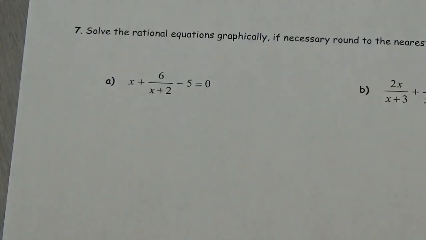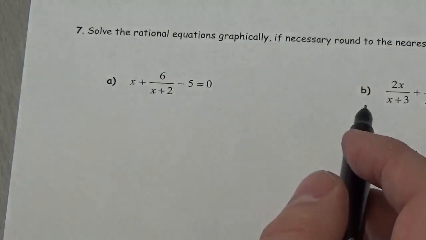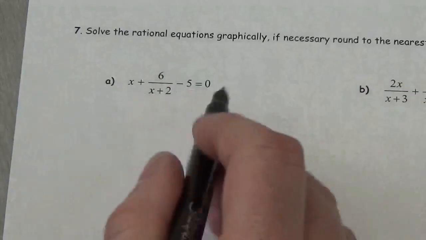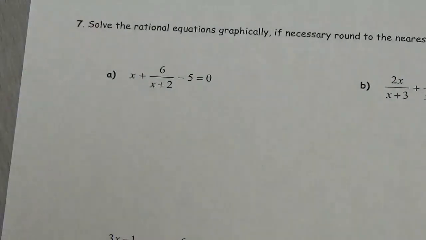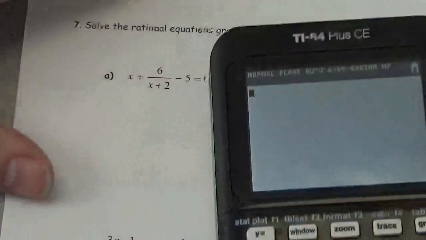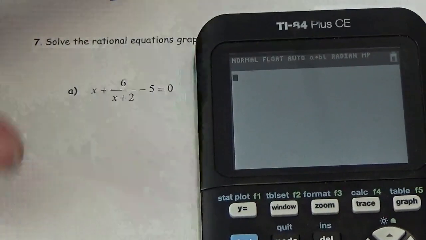Okay, let's take a look at some questions here. So, solve the following rational equations, and we're going to round to the nearest tenth. Okay, well, here we go. This one has already been moved over to one side of the equation, so this one's actually going to be pretty straightforward for us to work on.